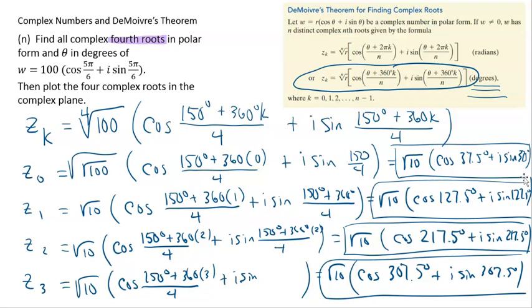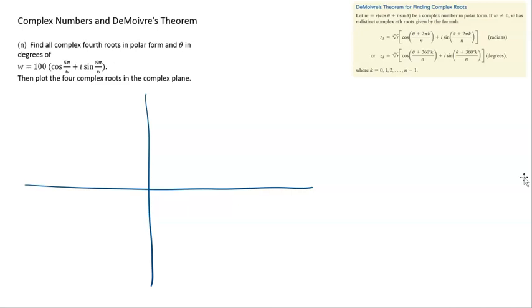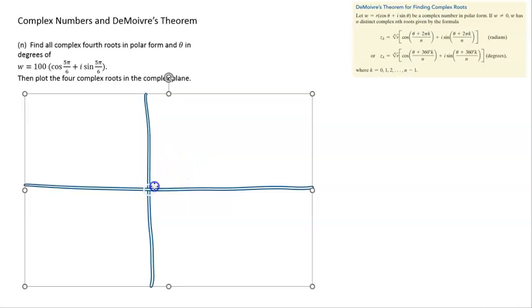As a matter of fact, I think one of my other problems has us change this to rectangular form. Let's try it this way first. Okay, so let's think about where in the world 37.5 degrees is. We know 30 degrees is right here, 45 is right here. So bear with me while I guess.